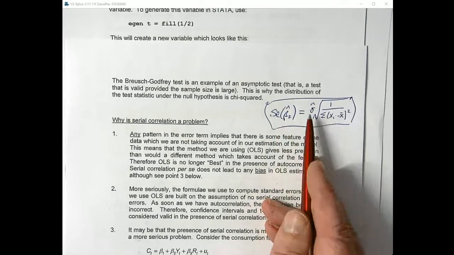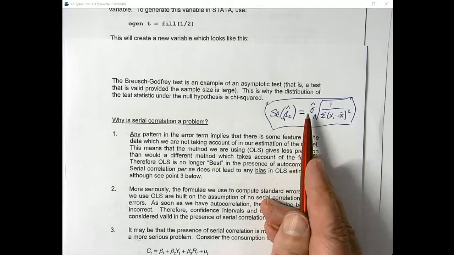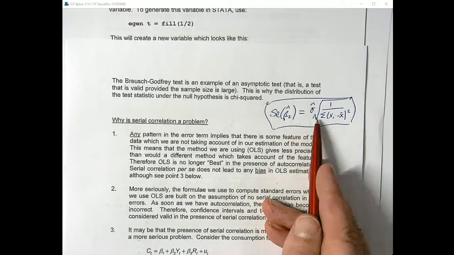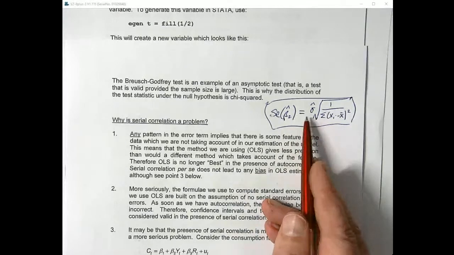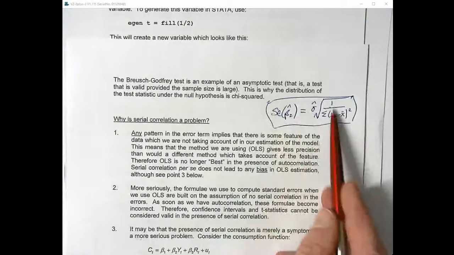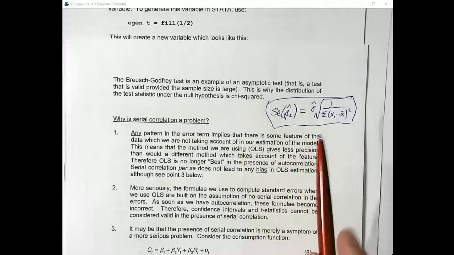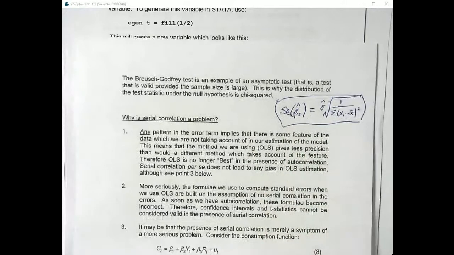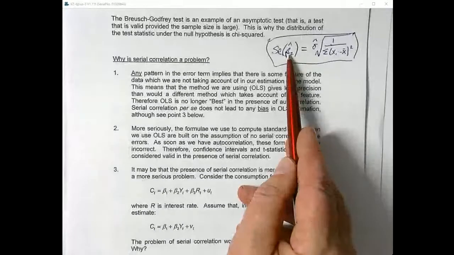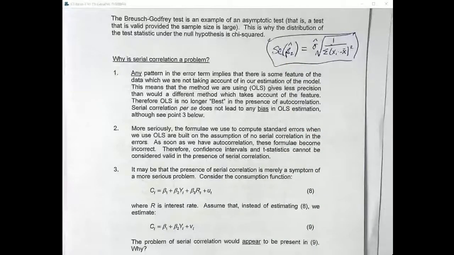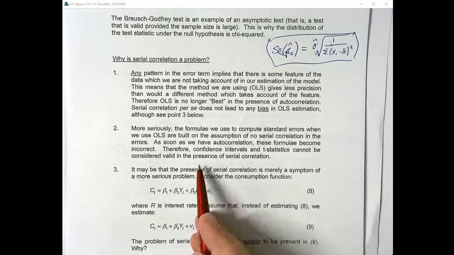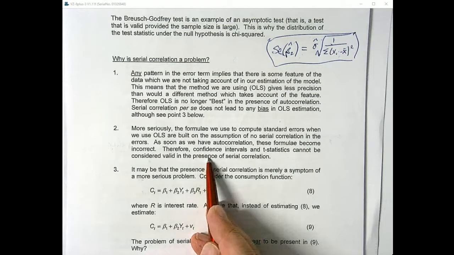This formula is based on theory that assumes 1, homoscedasticity, and 2, no serial correlation. As soon as you have either heteroscedasticity or serial correlation, then this formula is no longer correct. It's wrong. I think this is probably the main problem with both heteroscedasticity and serial correlation. When you have these problems, the standard errors that we obtain when we use OLS are wrong, and that means the t-statistics are wrong and the confidence intervals are wrong as well. So this is the serious problem.